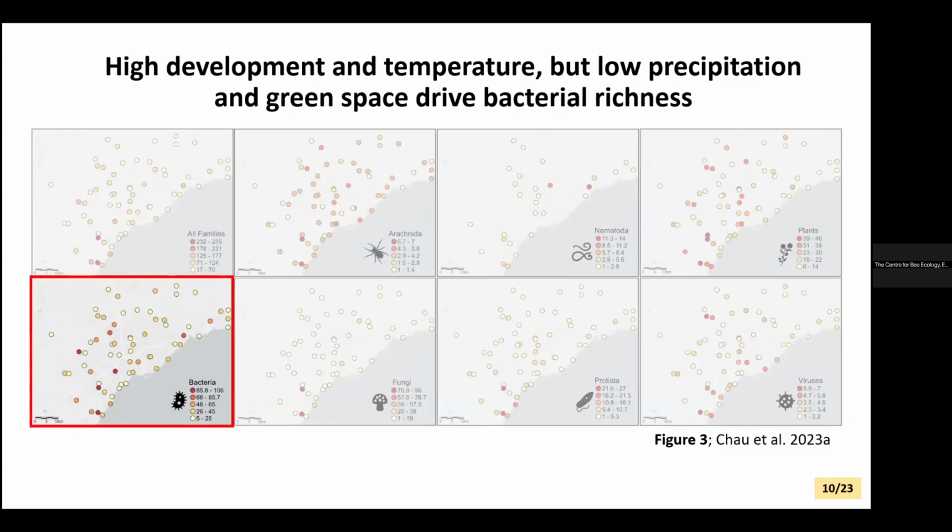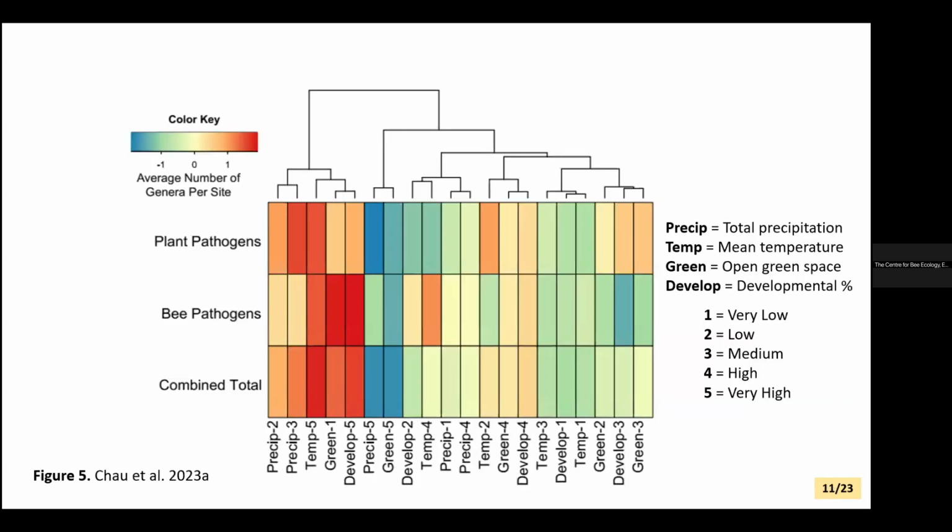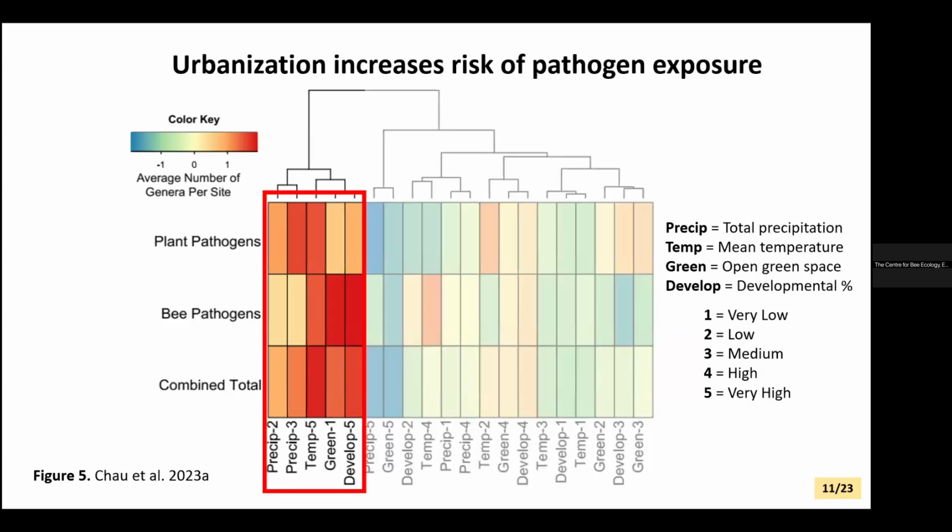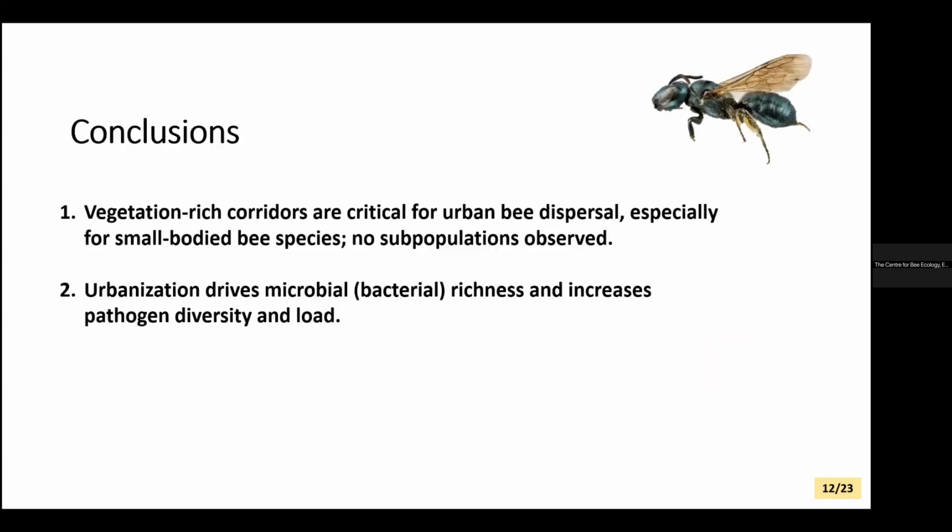And this can be a problem because it means that exposure to potential bacterial pathogens is also increased in these sites. So when we then explore the average number of well-known potential bee and plant pathogens in our data set, we found a clear cluster of higher pathogen density in those sites that have those high urban or dense urbanization characteristics.